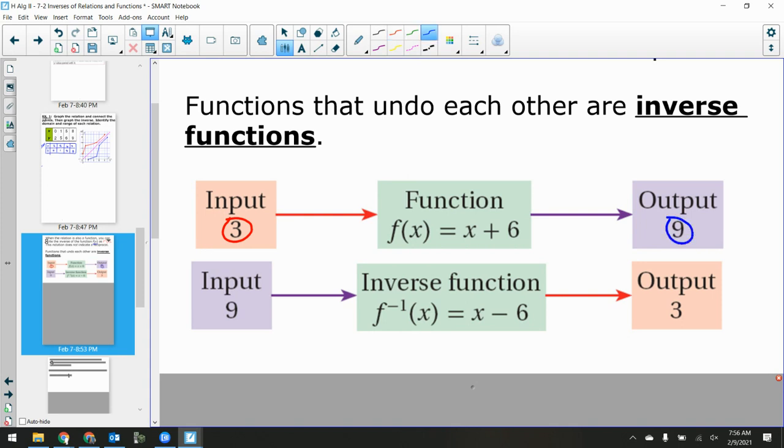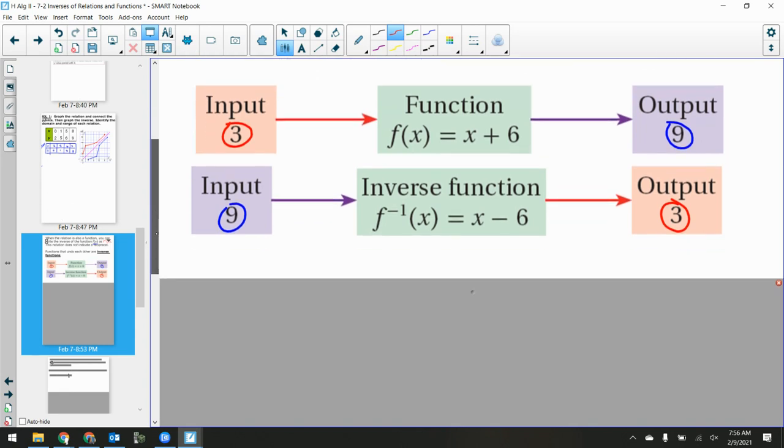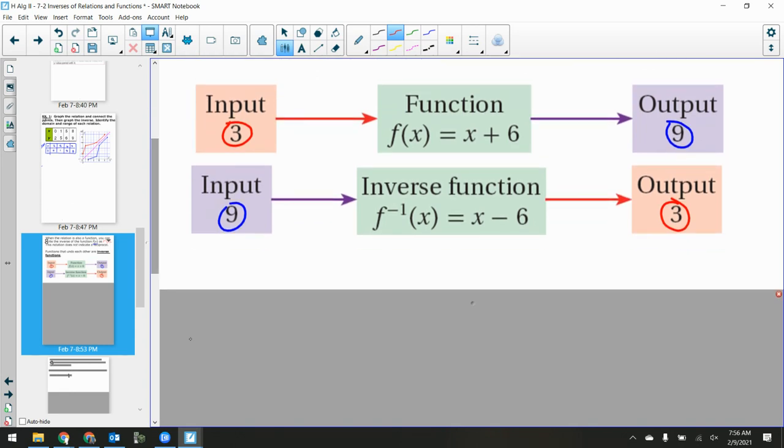Now, a true inverse function will take the output and bring it back to the input. Meaning, if I run it through f and then take that output 9 and run it back in through f inverse, then it should give me back the original input, okay? It should undo each other. That's what inverses do. They undo whatever operation had been happening to it, okay? We can see it very plainly here because this is just a plus 6, minus 6. When it gets a little bit more difficult is when the functions get a little bit more complicated.